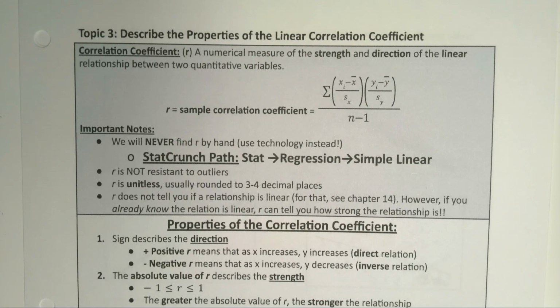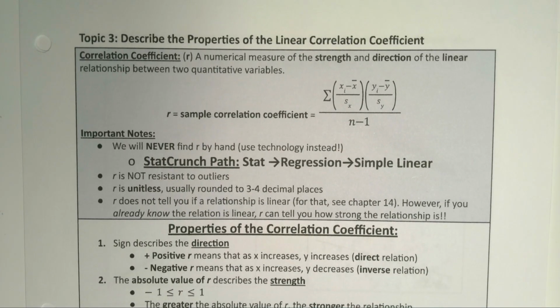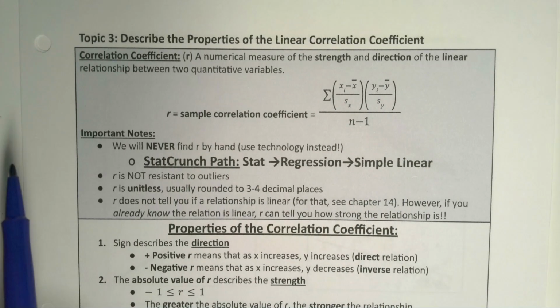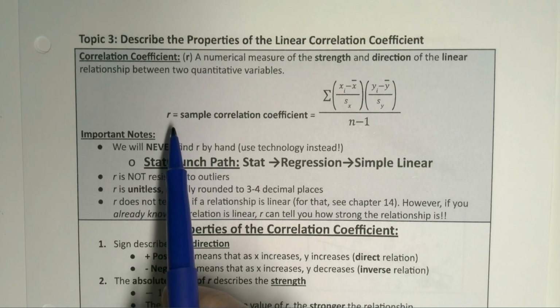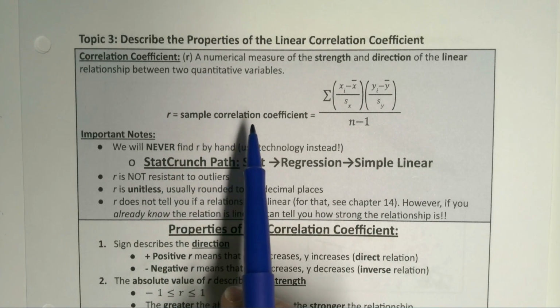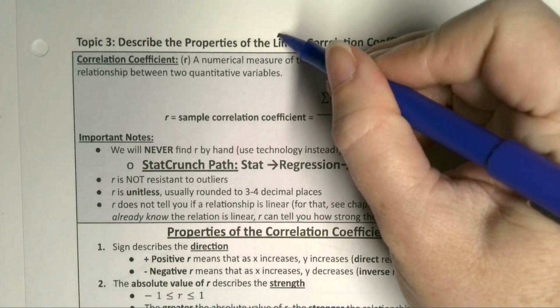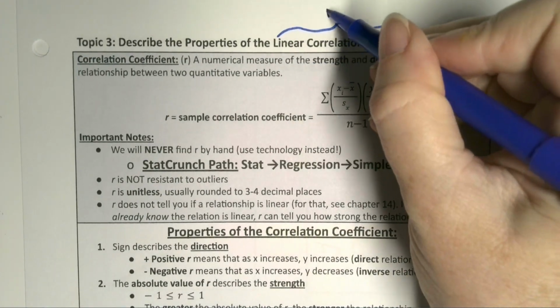So as mentioned in the last video, we don't want to just be able to look at graphs and kind of guess the relationship. I mean, that's lovely, but we want a number that's going to measure it for us. A number that's going to tell us the strength and direction of the linear relationship between two quantitative variables. And that number for us is R. R is the sample correlation coefficient, or the linear correlation coefficient, if you want to think of it that way.